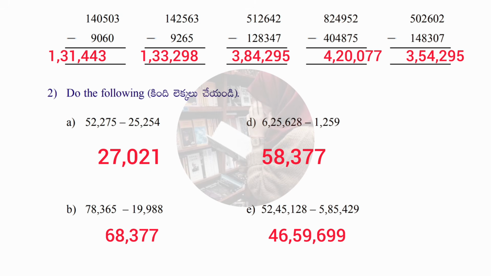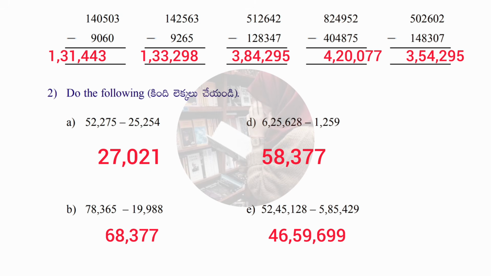52,45,128 minus 5,85,429 is equal to 46,59,699. I hope you understood, guys. Please pause it and try to do by yourself. Then only you will get the grip over subtraction of this type of big numbers. Okay, try it and be happy.